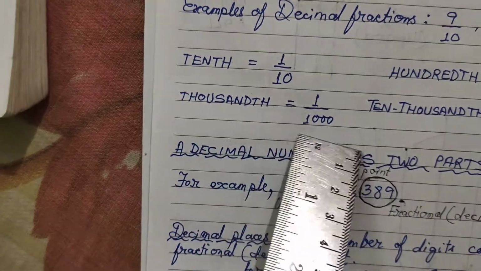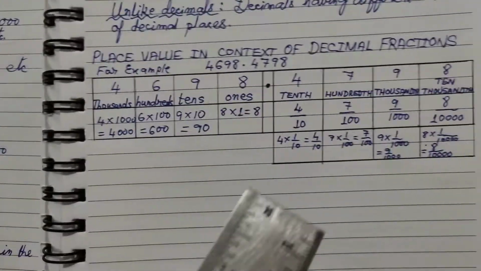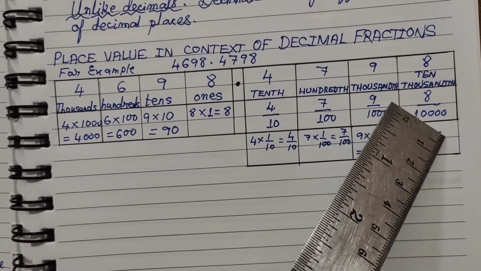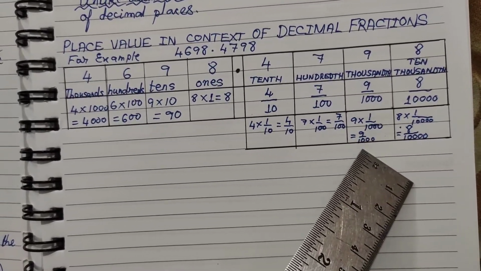What is 1000th? Out of 1000, 1, numerator 1. So 1 by 1000. So 9 is in the 1000th house. So the place value of 9 is 9 into 1 by 1000, or 9 by 1000.